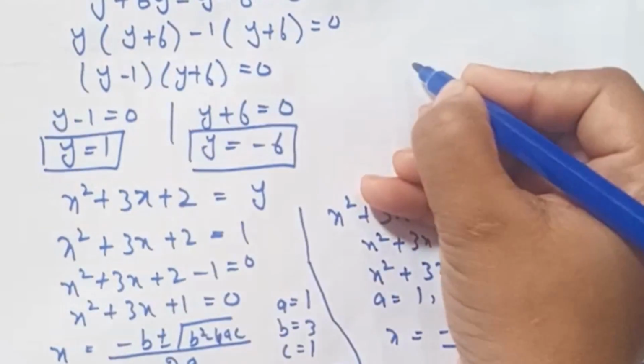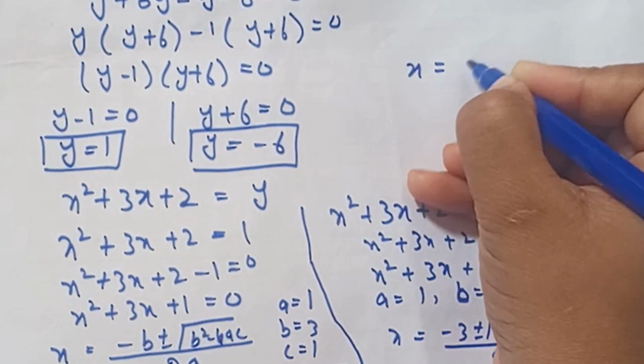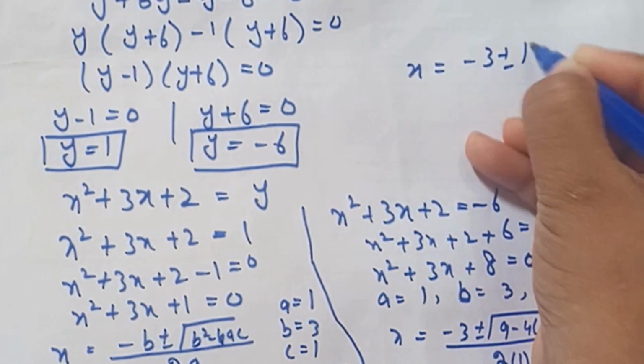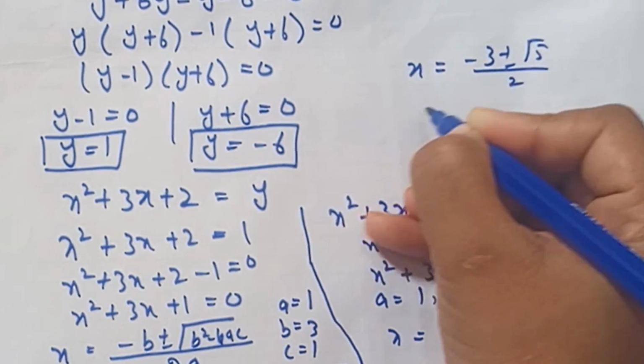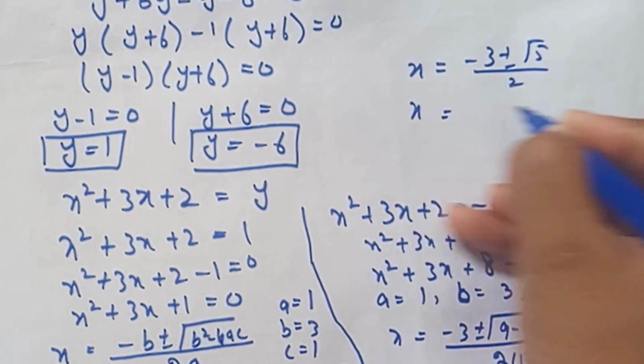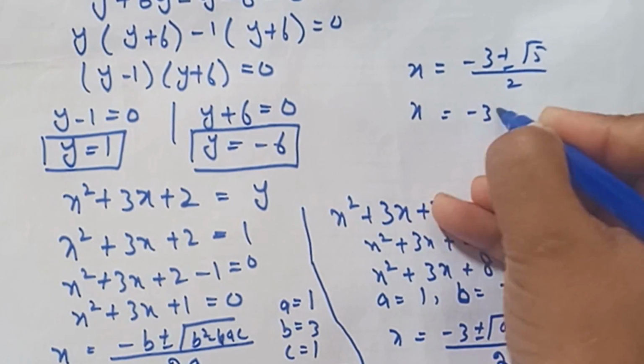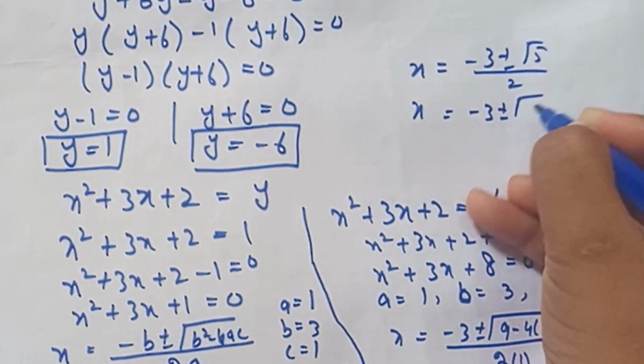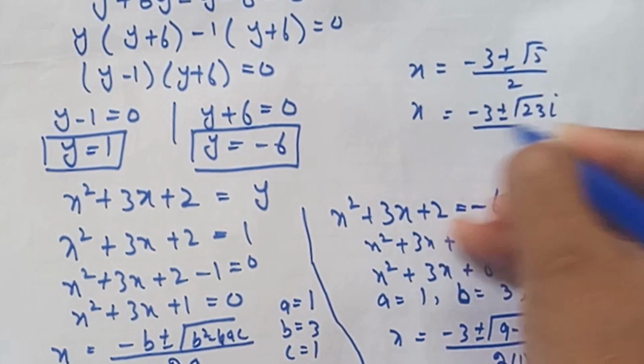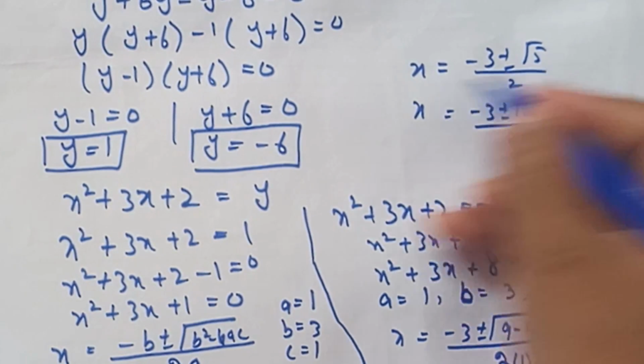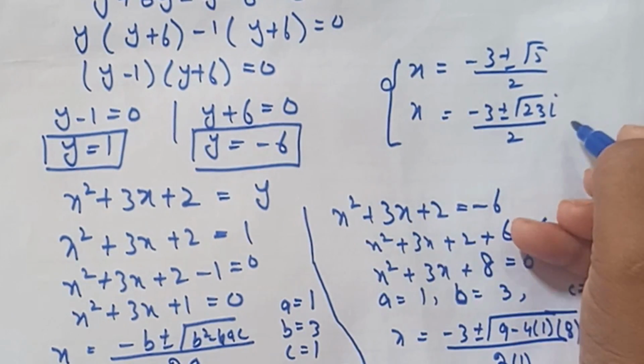So in our question, x is equal to (−3 ± √5) over 2, and x is equal to (−3 ± √23 iota) over 2. And this is our final solution, and we have done. Thank you.